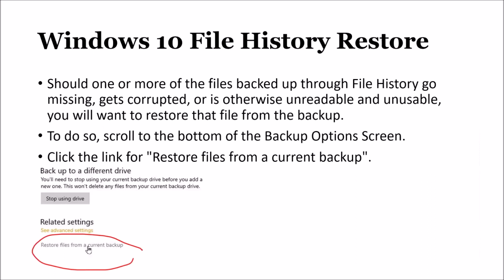Should one or more of your files backed up through File History go missing, get corrupted, or become otherwise unreadable or unusable, you will want to restore that file from the backup. To do so, scroll to the bottom of the backup options screen and click the link for Restore files from a current backup.